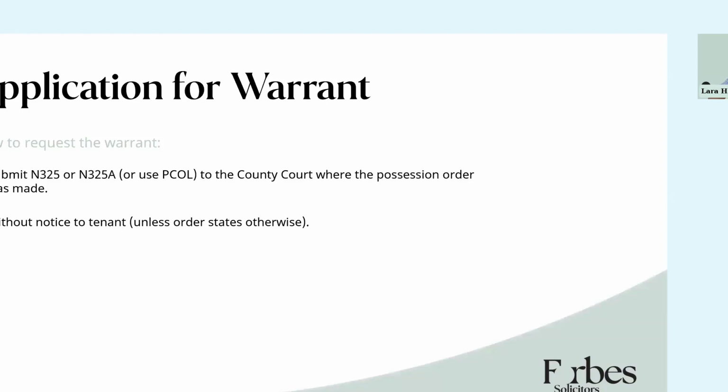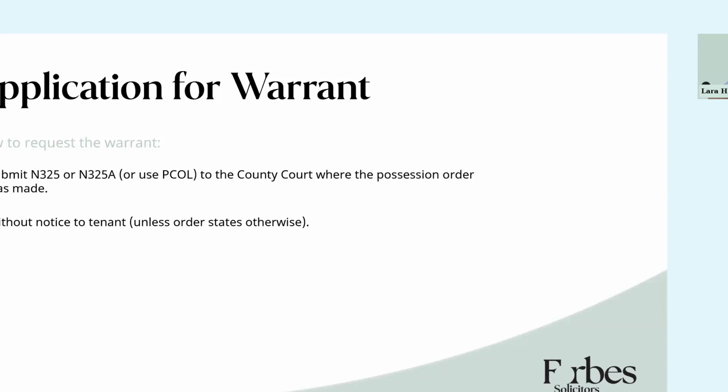So how to request the warrant? An application for a warrant is made on the form N325, and this is submitted to the county court where the possession order was made. The application is made without notice to the tenant, so you don't need to let them know that you're going to be requesting the warrant. You can just do this with the courts.